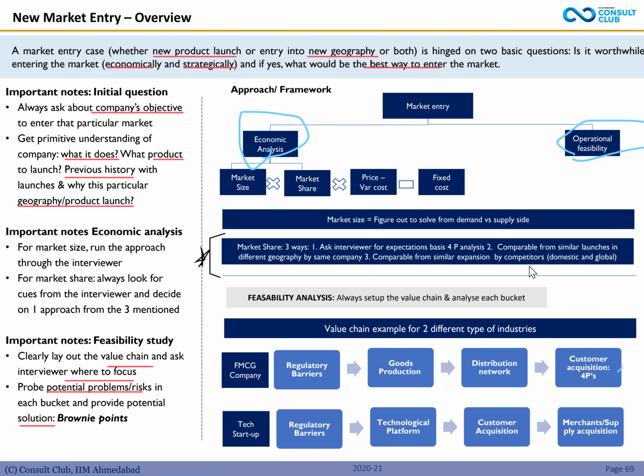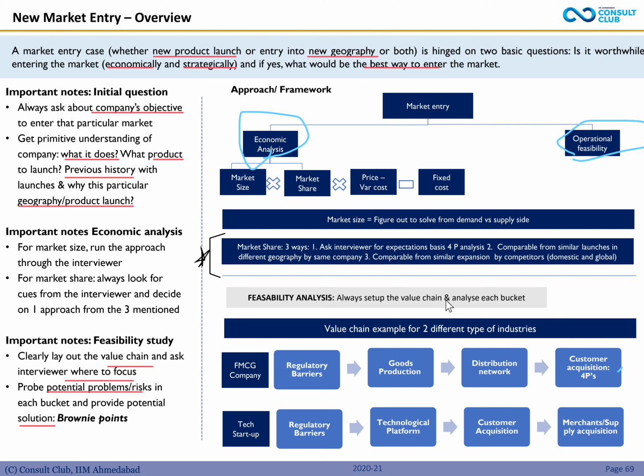Comparable from similar launches in different geographies by the same company, how the company has launched similarly in different geographies. From there you can get an idea of how much market share the company can capture. And then third is comparable from similar expansions by competitors, domestic and global. So you look at other companies and then you figure out how much share the company can capture.